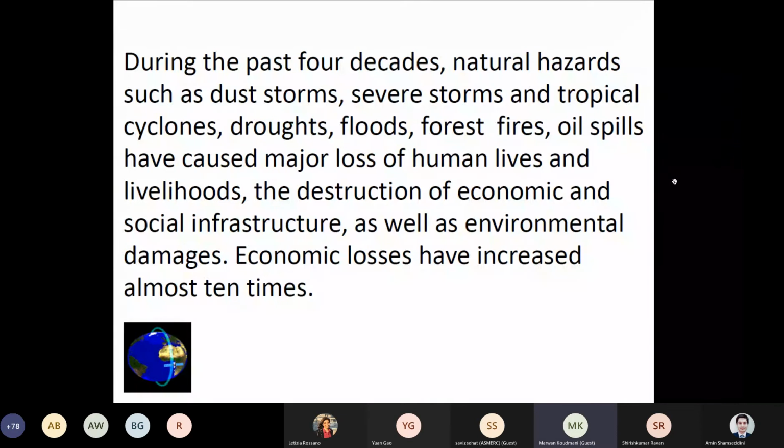During the past 40 days, natural hazards such as dust storm, severe storm, tropical cyclones, drought, flood, forest fires, and oil spills have caused major loss of human lives and livelihood, the destruction of economic and social infrastructure, as well as environmental damage. Economic losses have increased almost 10 times.